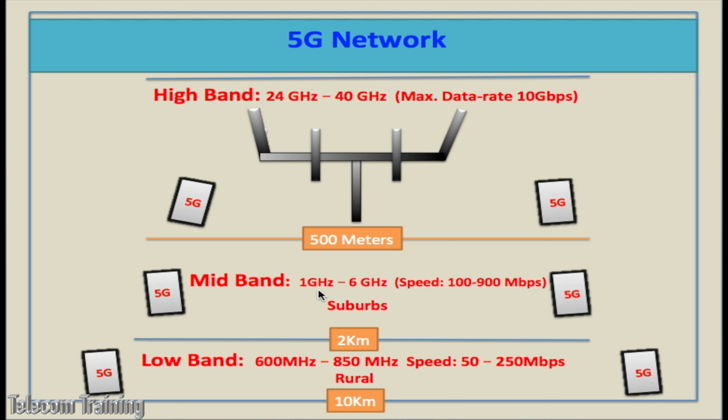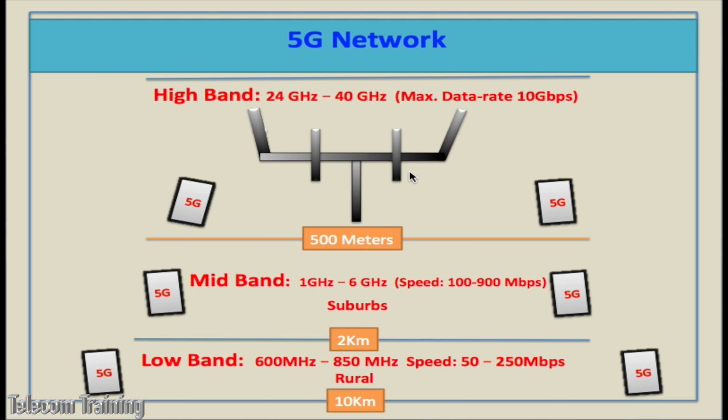This cell here goes from 1 gigahertz to 6 gigahertz with a speed of 100 to 900 megabits per second. You can pick up this range of frequencies anywhere between the 500 meter and the 2 kilometer range, but you could also pick it up here too, because remember your signal is being sent from this antenna. So once you're in this area, you should be able to pick it up. That depends on whether you're getting a good high band signal.